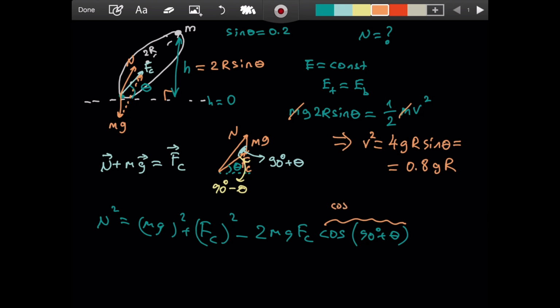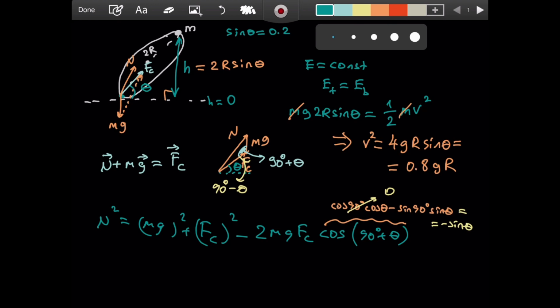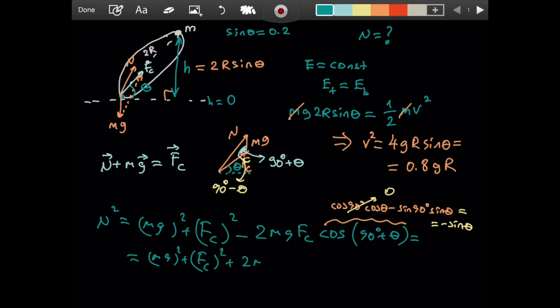It is going to be cosine 90 degrees times cosine theta minus sine 90 degrees times sine of theta. The first one goes to 0. Sine of 90 degrees is 1. So we have negative sine theta as the cosine of 90 degrees plus theta. So we in fact have (mg) squared plus Fc squared plus 2 mg Fc sine theta. Notice that this negative and this negative gave us a plus.